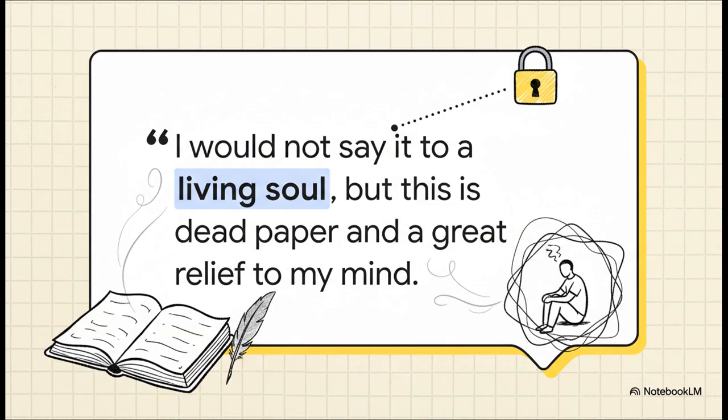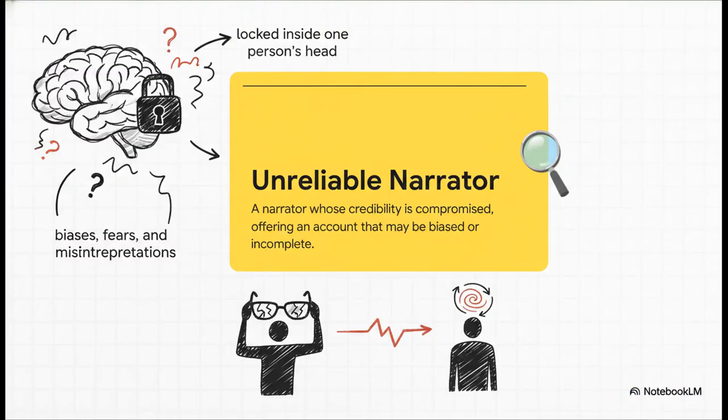But, and this is a big but, that kind of intimacy always comes with a cost. And here it is. This is the cost. When you are locked inside one person's head, you are only ever getting their version of the truth. This brings us to a super important concept, the unreliable narrator. It's a storyteller we just can't, or maybe shouldn't, fully trust. So if there's one thing to take away from this, it's that intimacy often comes at the price of objectivity.